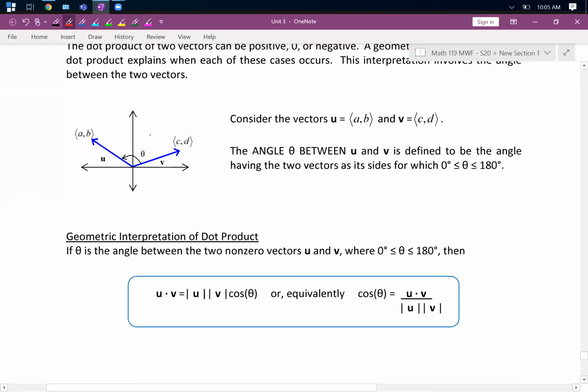So if theta is the angle between these vectors, then u dot v is equal to the magnitude of u times the magnitude of v times cosine of theta. Frequently, what we're trying to solve for, though, is theta, so we often just rearrange this formula and remember it instead as cosine of theta equals u dot v over the magnitude of u times the magnitude of v.